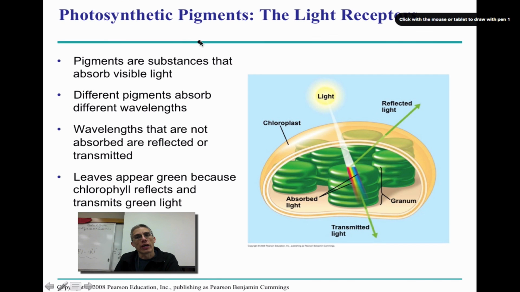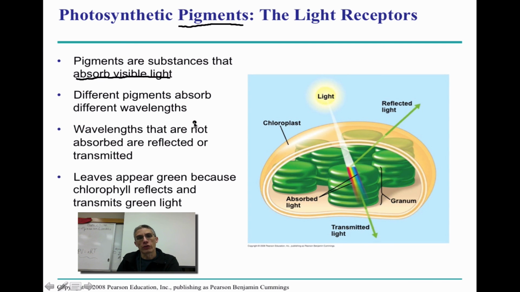And so as I had said, in order for photosynthesis to be able to take place, we need to know that there are various different types of pigments that are going to be found within the leaf of the plant. And these pigments are going to be responsible for absorbing that visible part of that electromagnetic spectrum. So different pigments are going to absorb different wavelengths.